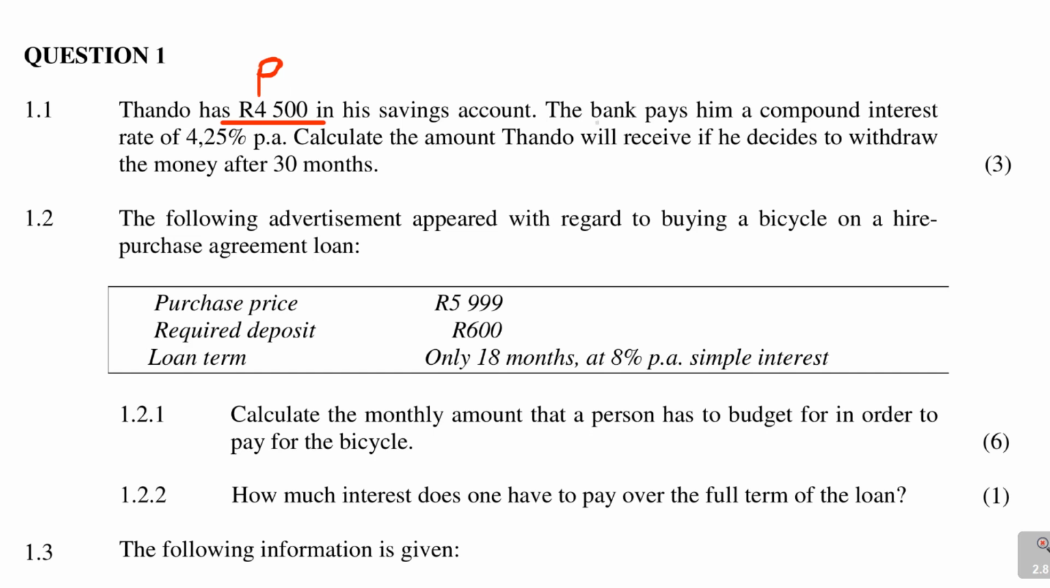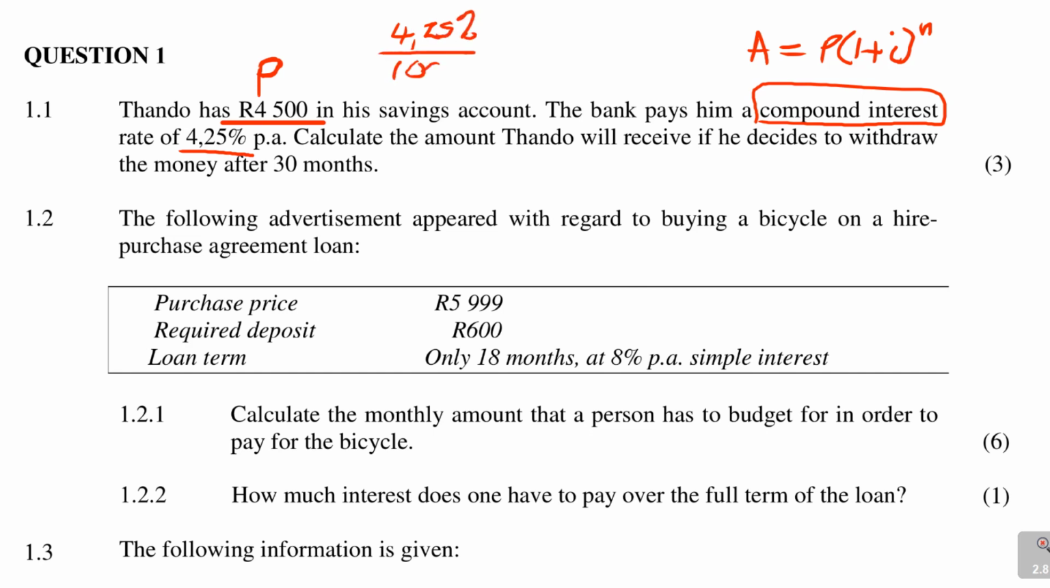And then the bank pays him compound interest. You see, now they are telling you, and you must know the formula, which says for compound interest, P(1 + i) to the power n. That's what they're saying there, at a rate of 4.25%. And we said when they give you this kind of percentage, 4.25%, you divide that by 100.